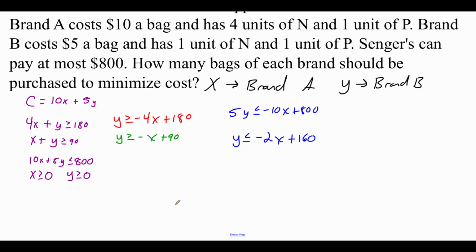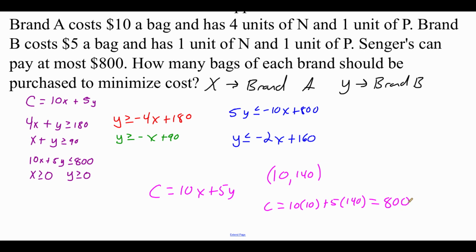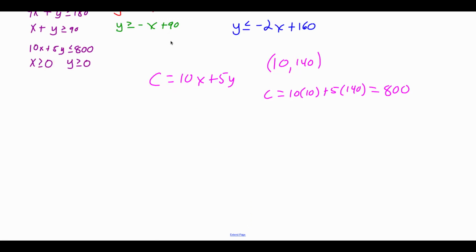So now that we know our intersection points, we're going to go back to our objective function, which was our cost function. So that c equals 10x plus 5y. And what we're going to do is take those ordered pairs from the intersection points and plug them in. So our first intersection point was at 10 and 140. So I'm going to take those x's and y's and plug them in. So we're going to get c equals 10 times 10 plus 5 times 140. Now when we multiply and add, we should end up getting 800 as our answer.